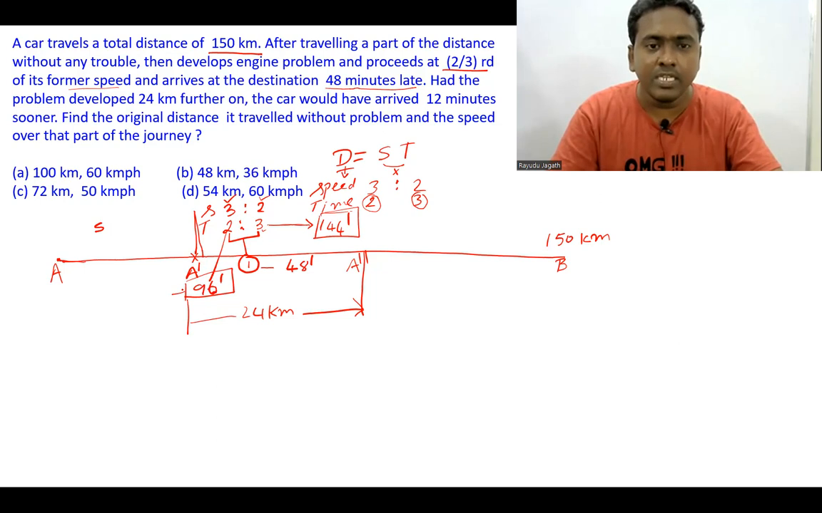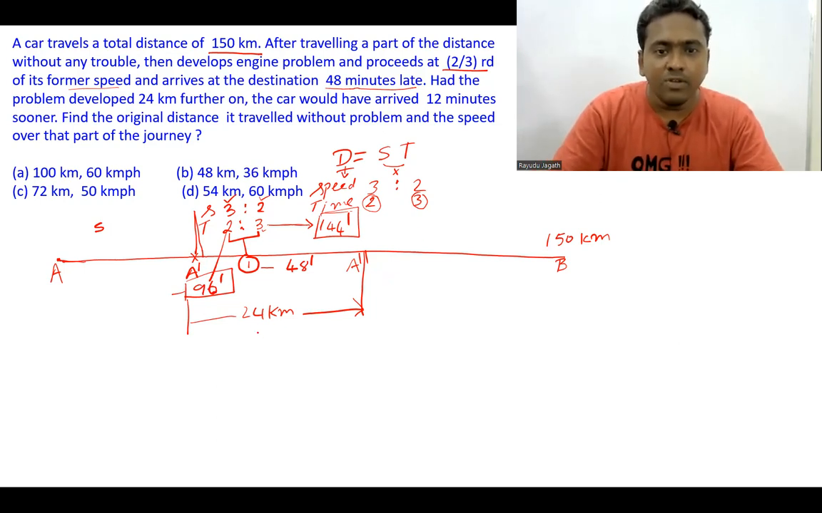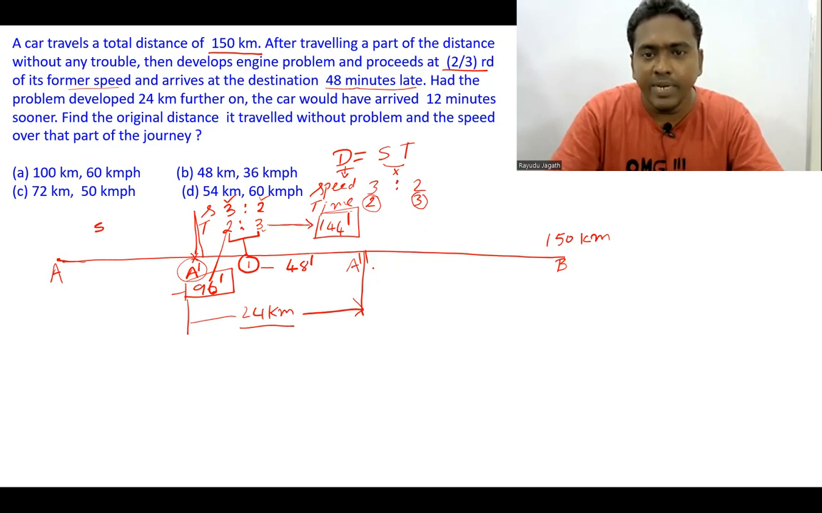And coming to the second part of the question, when the fault occurs at 24 kilometers from the earlier point. Earlier point is A dash. Now the fault occurs 24 kilometers further from A dash, so at A double dash. From A double dash to B, the speed ratio will be again 3:2, so the time ratio will again be 2:3.